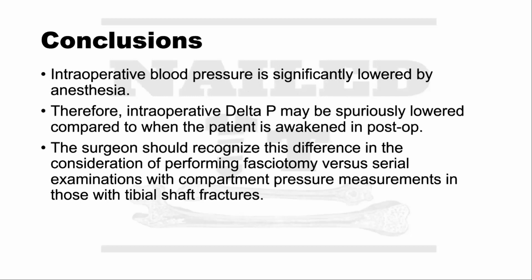So what do we need to think about? What this paper is saying is that intraoperative blood pressures are significantly lowered by anesthesia. Therefore, our delta P value is going to change if we measure it intraoperatively. It may be spuriously lowered compared to when the patient is awakened in post-op. So it's just something to keep in mind. We need to recognize this difference. If we're in the OR and we measure the compartment pressures intraoperatively, the delta P values may be lowered compared to what they would be if we calculated it preoperatively or postoperatively. So this paper is just saying, it's something to keep in mind.